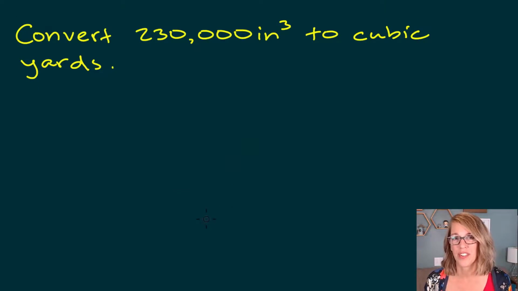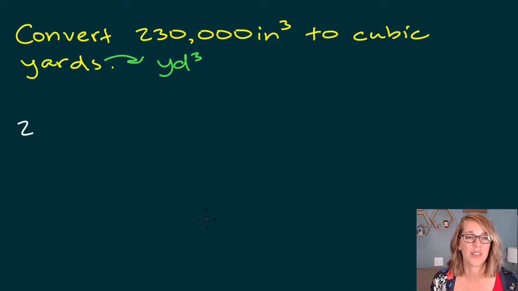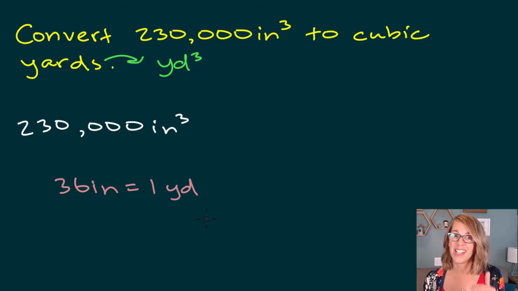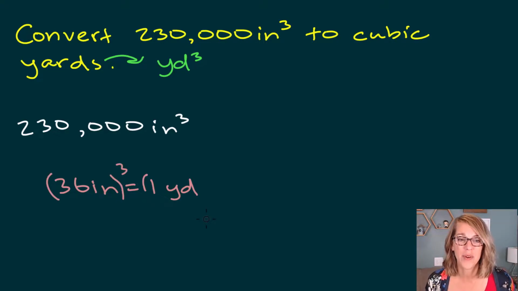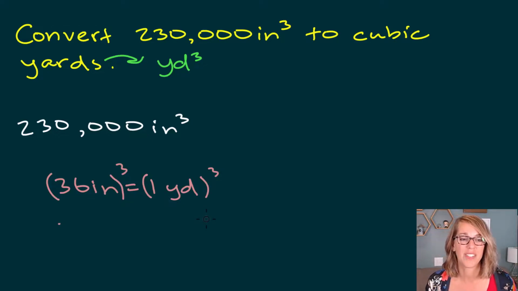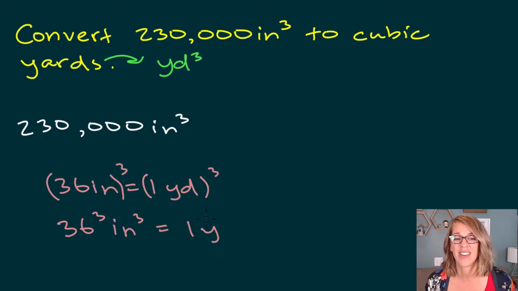Here comes the next one. In this one, I want to convert 230,000 cubic inches into cubic yards. Well, I know that cubic yards is yard cubed. So I'm going to go ahead and start with my 230,000 cubic inches, and I need to know how many inches are in 1 yard. Well, there are 36 inches in 1 yard, but I'm not converting inches, I'm converting inches cubed. So I can go ahead and cube both of these sides. So I know that there are 36 cubed inches cubed in 1 yard cubed.